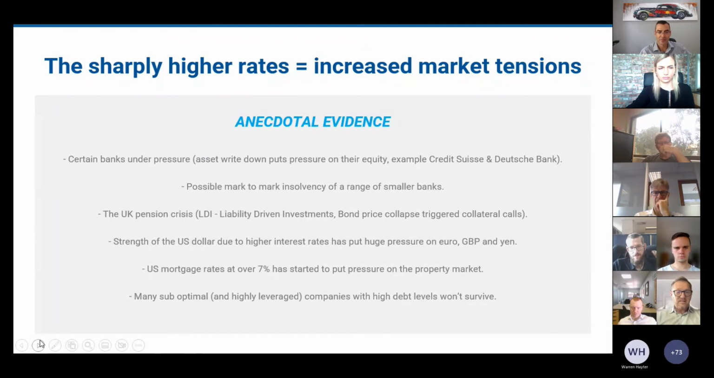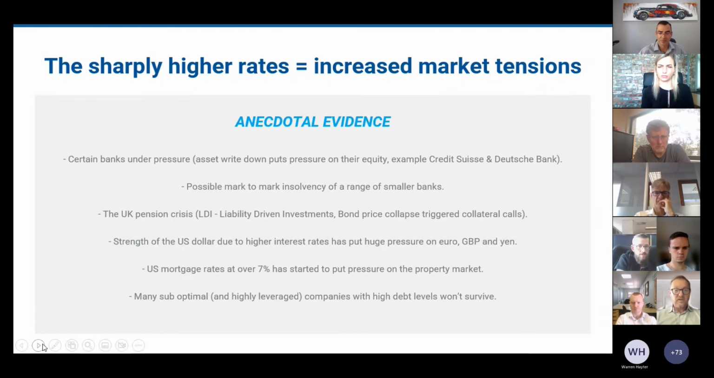So I've noted down some anecdotal evidence of tensions. The first one is that there is a degree to which some banks are under pressure. We've cited the example of Credit Suisse, Deutsche Bank. There definitely are some potential problems there. Credit Suisse has had to write down a lot of their assets. They came unstuck with a lot of bad lending that they made. And if you look at the share price, it doesn't make for a pretty picture over, let's say, 20 years.